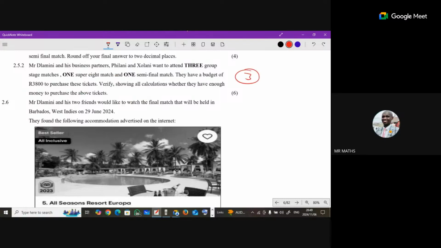So now the easiest thing that I could think of is to convert the money they have to dollars. Are we together? Because the ticket will be sold in dollars. So the budget that they have is 3,800. Then if we convert it to dollars, now remember, we said rand. Okay, let's go to the page where we have our table.